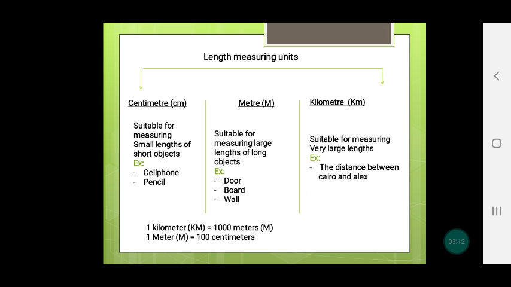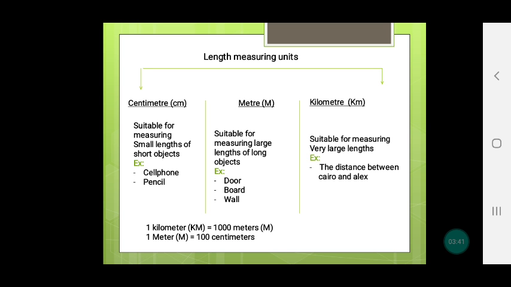When I measure the length of anything, what unit can I use to describe this length? We have 3 units to describe the length. The first unit is centimeter, the second unit is meter, and the third unit is kilometer. So what's the difference between these 3 units?